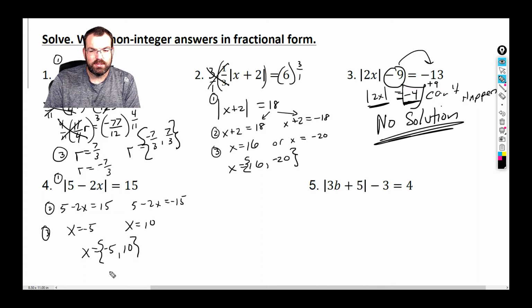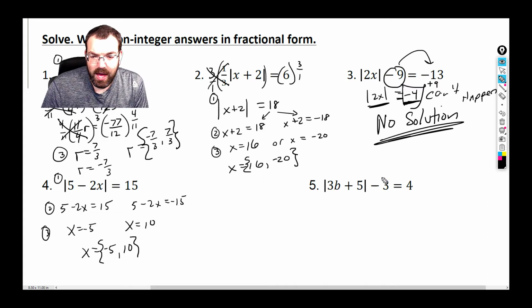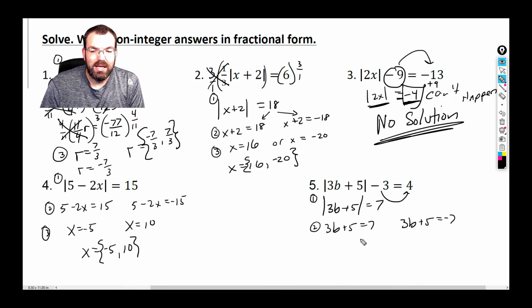Curly brackets. Number 5. I got to bring over that 3. So I get the absolute value of 3b plus 5 equals 7. That's step 1. Step 2. 3b plus 5 equals 7. 3b plus 5 equals negative 7. Now I solve. That's step 3 now. If I subtract 5, I get 2. Well, 2 divided by 3 is 2/3.